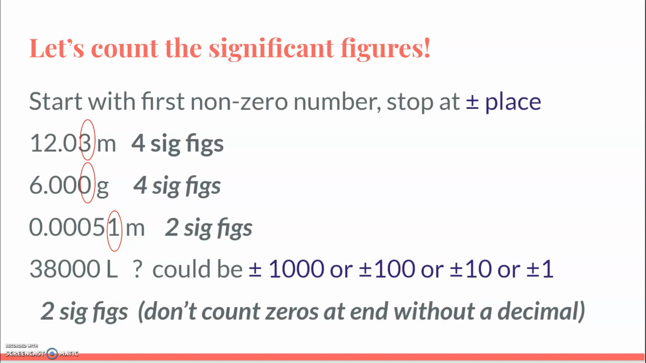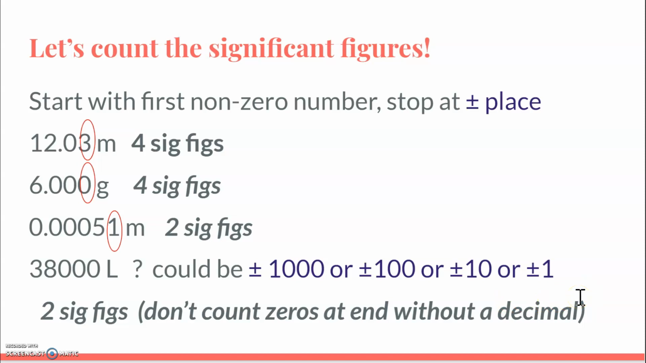Well, did you get those right? Starting from left to right, 1, 2, 3, 4, 4 significant figures. Starting left to right, 1, 2, 3, 4 significant figures. Starting left to right, 1, 2 significant figures. Starting left to right, 1, 2, because I don't know exactly where the plus or minus place is, so I have to assume it's right here. So it has 2 significant figures.